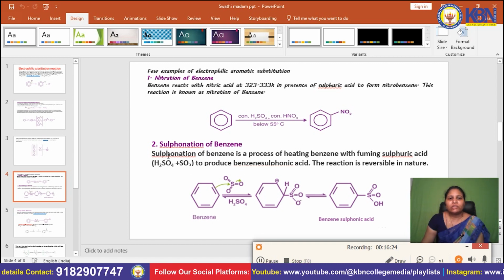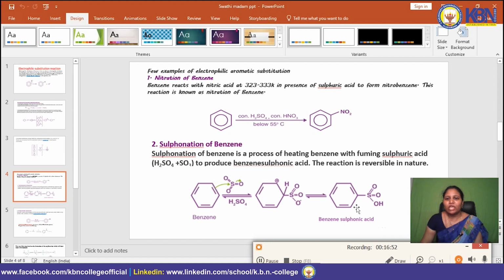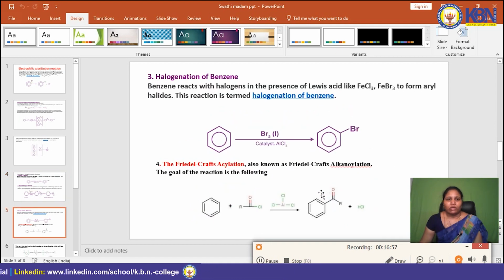And the second example is the sulfonation of benzene. Sulfonation of benzene is the process of heating benzene with fuming sulfuric acid to produce benzene sulfonic acid. Here also in the same way, the pi electrons present in the benzene ring attack the SO3, which results in the formation of a carbocation. With the elimination of the H plus ion from this carbocation, you will get benzene sulfonic acid, which is also an electrophilic substitution reaction.